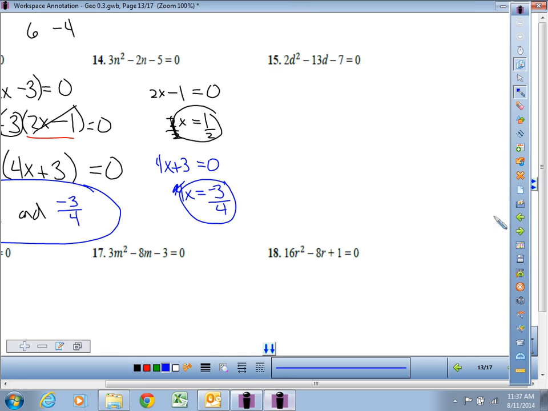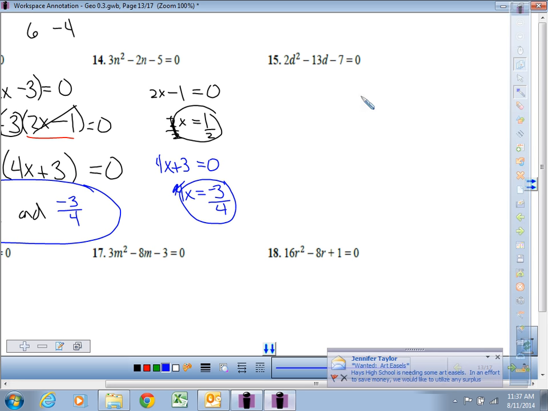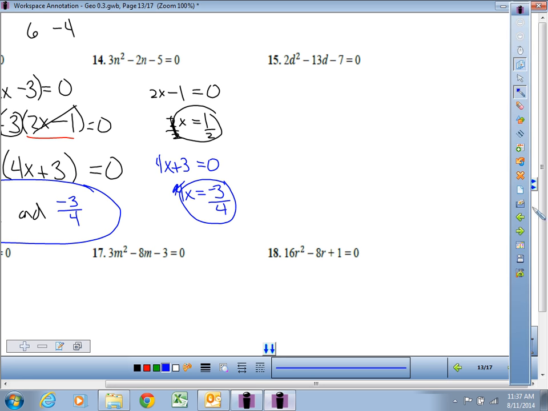Number 15, we have 2d squared minus 13d minus 7. Let's go through our checks here. Check, equal to 0. Check. Second thing we check, what's the a value? Oh man, the a value is not 1. When the a value is 1, it's so much easier, but the a value is not 1 here, so we've got a little bit more work to do. So let's do that math.